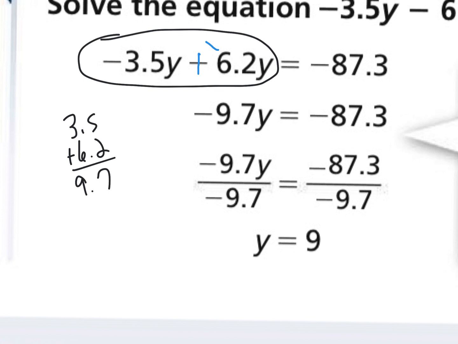These are both negative, so they're working together when we are adding. So 3.5 plus 6.2 is 9.7. Those are all negative, so that means we've got a negative 9.7y. And then the last step is they are multiplying by negative 9.7. We need to divide by negative 9.7 to get those to cancel. And when you work that out, it comes out to be y equals 9. And like we've done before, you can always substitute that back in the original equation to make sure that it works.